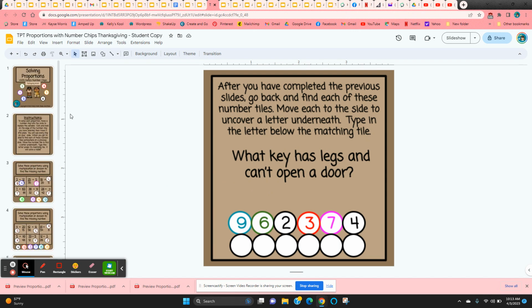So that is solving proportions with number chips. That's the Thanksgiving version.